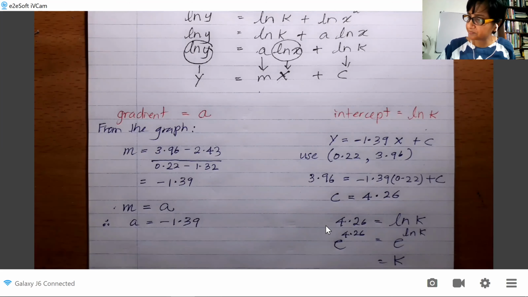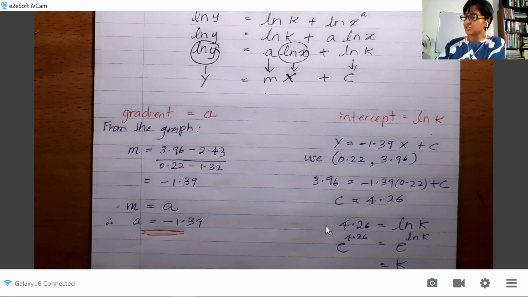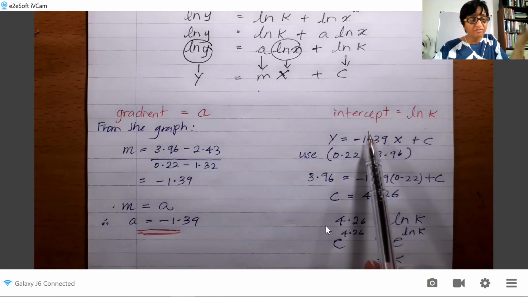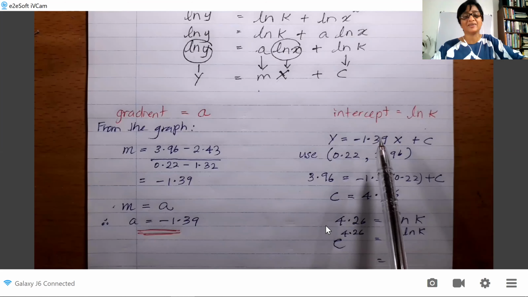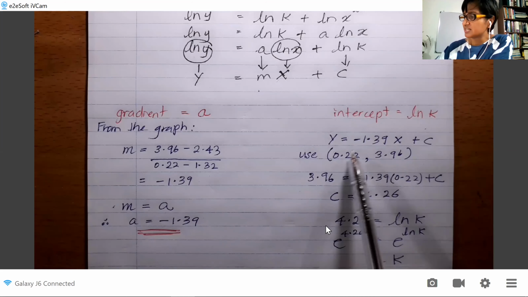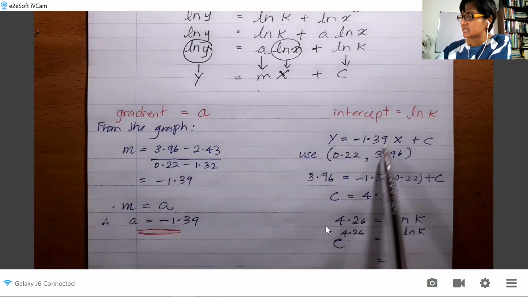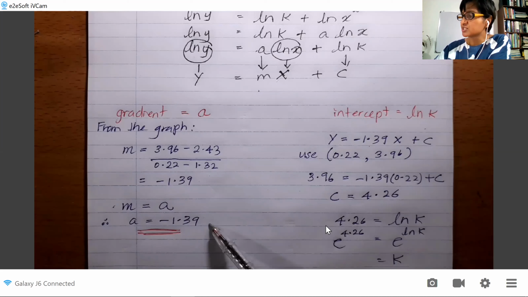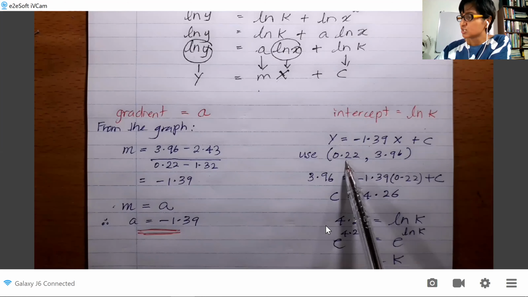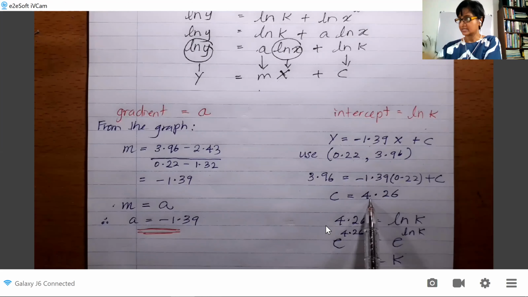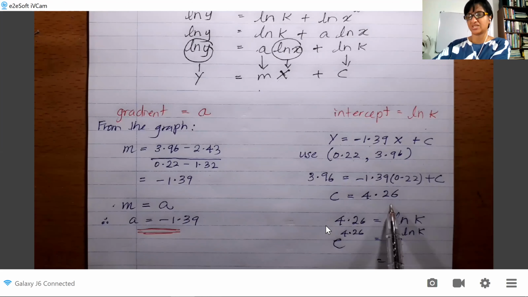That's your a. And then you have to use your gradient. Now the intercept cannot be read off of the graph because it's not given. So you have to put it into this relationship. So it's capital Y equals m, m is this, x plus c. You use one of the points to substitute and find c. C is 4.26 or 4.27 maybe. I've used 4.26.